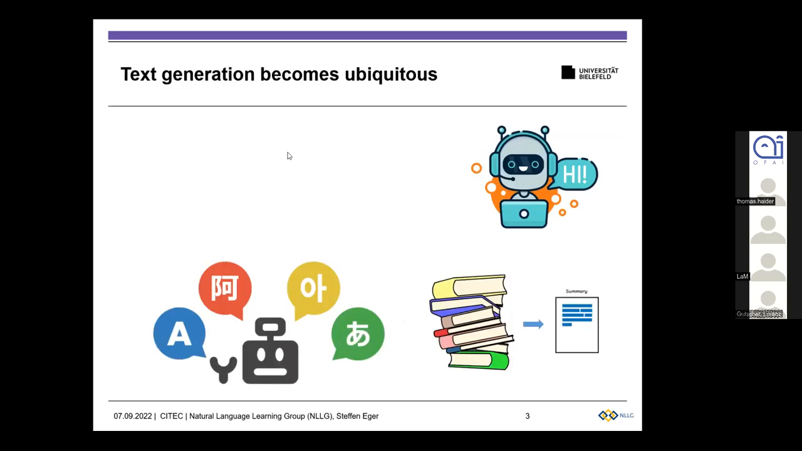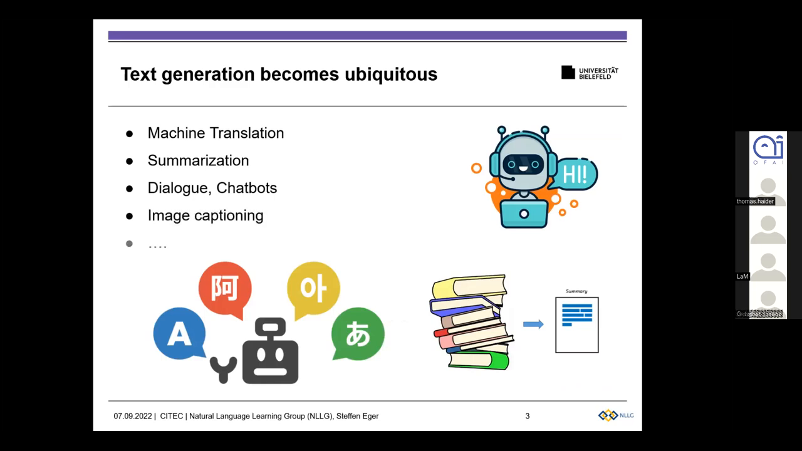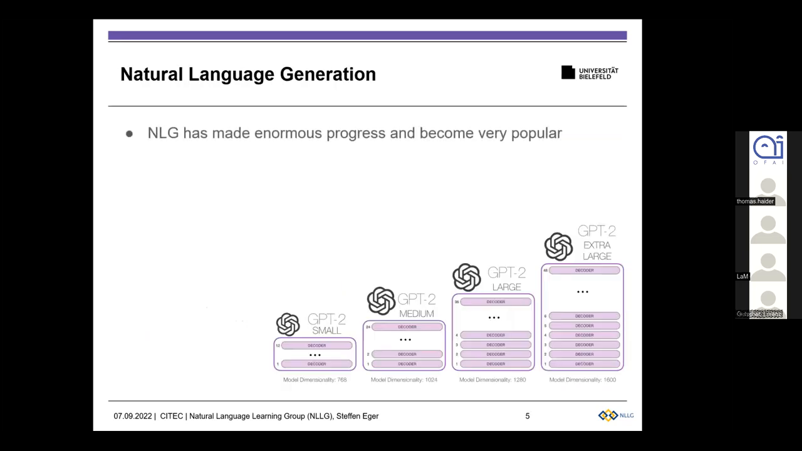The insight is that text generation has become ubiquitous in the last couple of years. So we see very high quality machine translation, summarization systems, dialogue chatbot systems, image captioning systems, et cetera. The reason is that natural language generation has made enormous progress and become very popular, mostly due to better architectures. Nowadays we have transformer models, which are very high quality and also efficient, so they can be pre-trained on a lot of data, like web scale data, and you can make them larger and larger. And there's also better hardware, GPUs, TPUs.